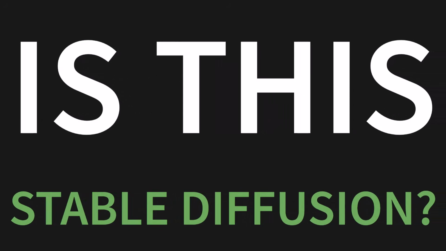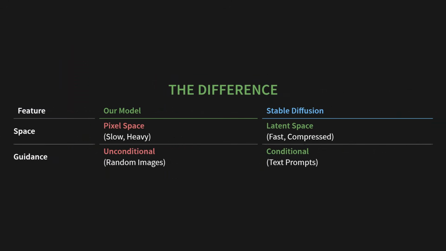So after all this, you might be asking a very important question. Is this stable diffusion? Yes and no. Let me explain. The engine you built is the same, but there are two key differences. As you can see in this table, our model operates in pixel space, which can be slow and heavy. Stable diffusion operates in what's called latent space, which is fast and compressed. Second, our model is unconditional, meaning it just generates random images. Stable diffusion is conditional, guided by text prompts.